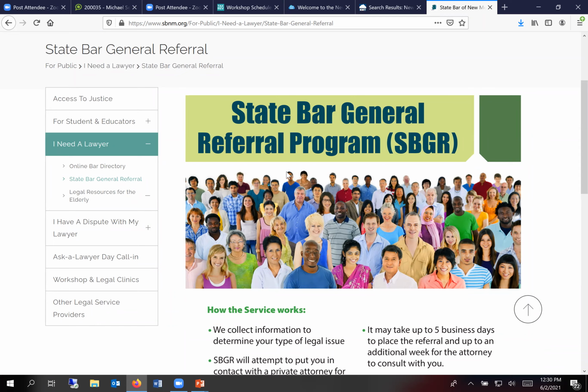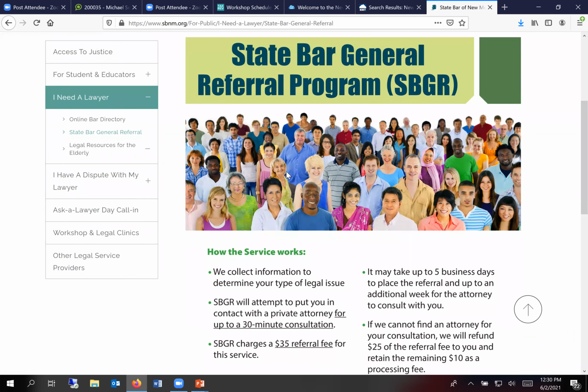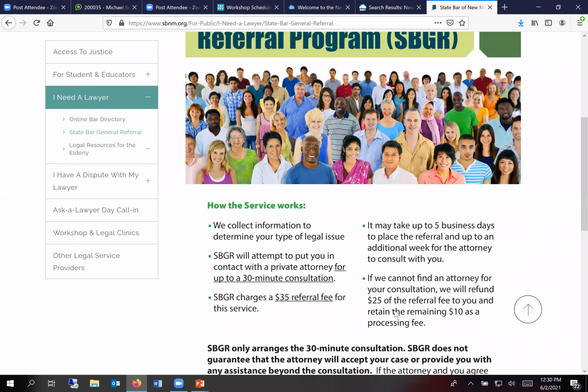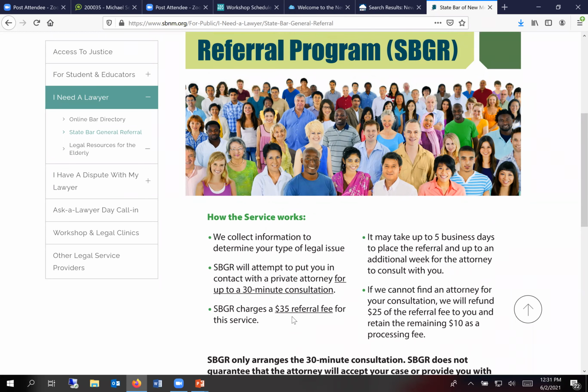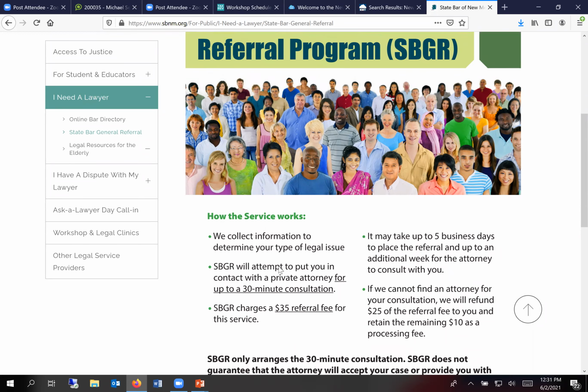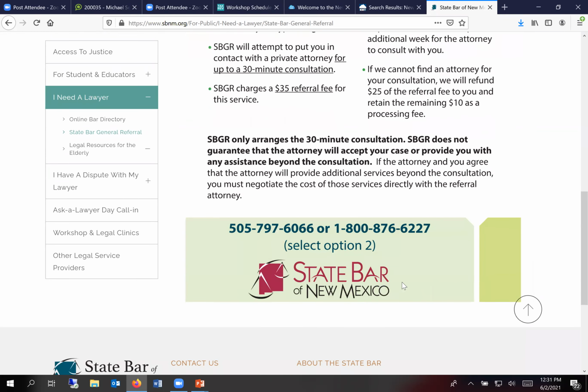The general referral program links you with an attorney who's willing to take on your issue, and you pay them $35. Oh, they'll refund $25. Okay. So $25 of it goes to the attorney for a 30-minute consultation, and the $10 goes to the New Mexico State Bar for trying to find an attorney for you. If you're in a bind, this is a great program to find an attorney, and it will save you some time.